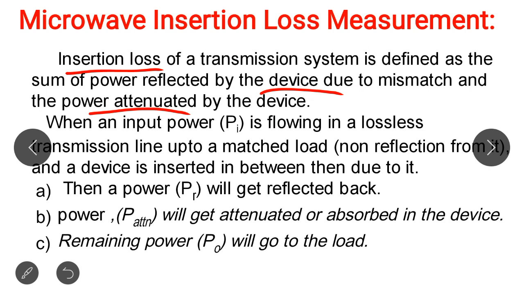Now when an input power, that is Pi, is flowing in a lossless transmission line with a matched load, there will be no reflection from it. When the device is inserted in between, the power PR will get reflected back, P attenuation will be attenuated or absorbed within the device, and the remaining power P out will go to the load.